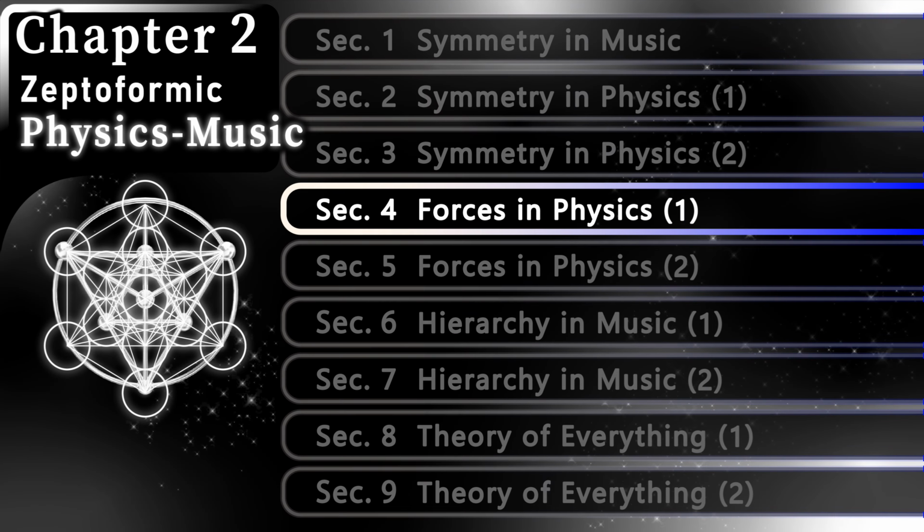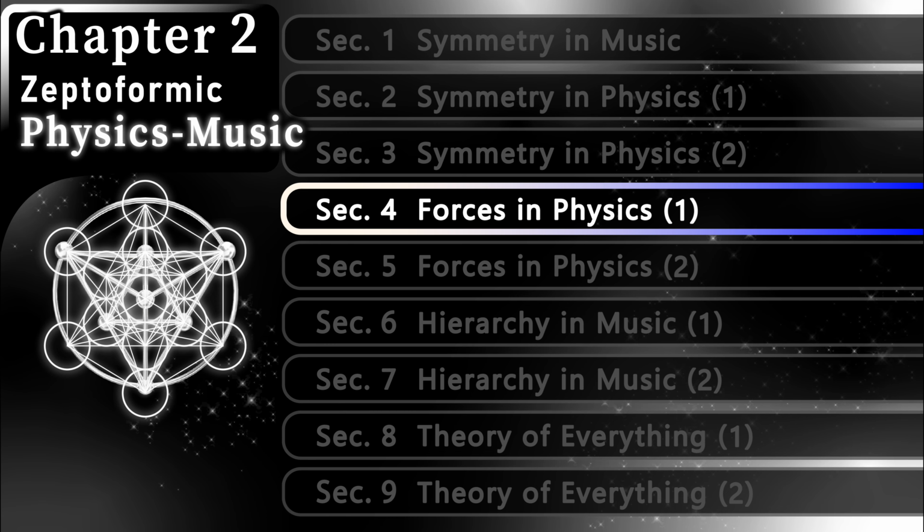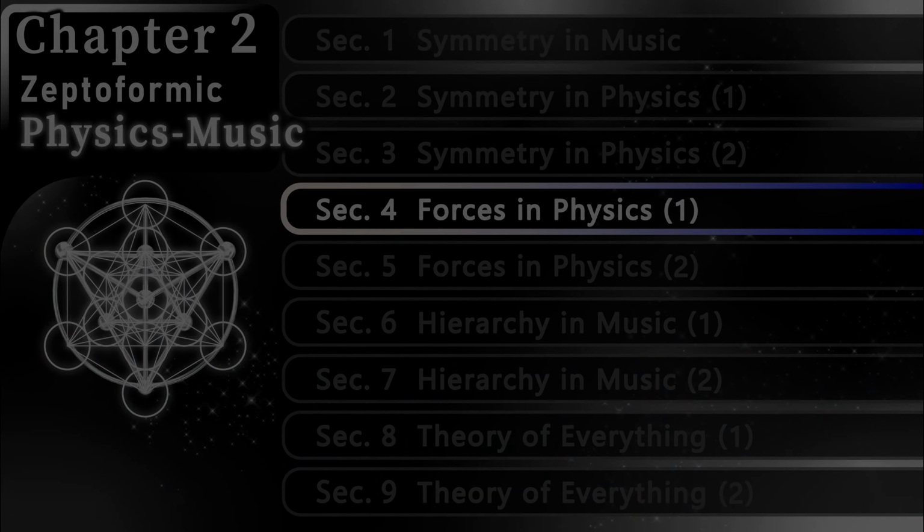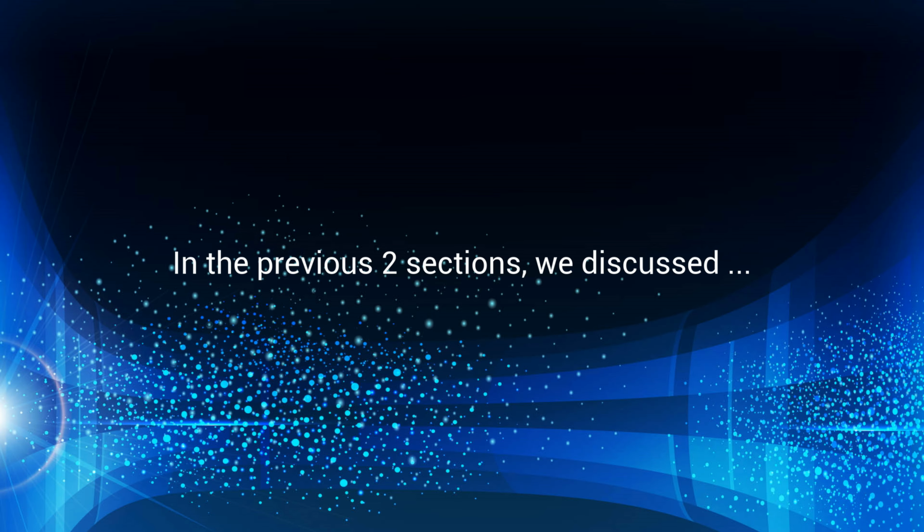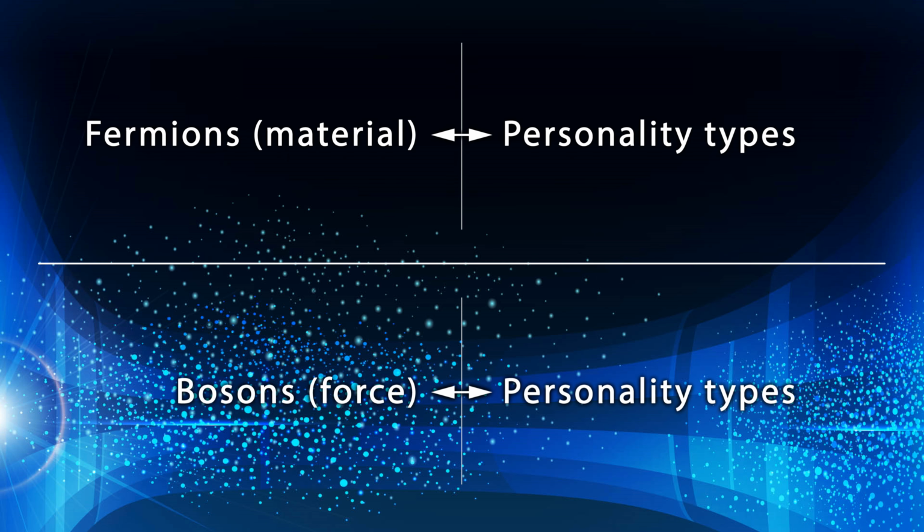Chapter 2, Section 4, Forces in Physics, Part 1. In the previous two sections, we discussed the isomorphism between fermions and personality types. Then, in this section, we will find the isomorphism between bosons and personality types.